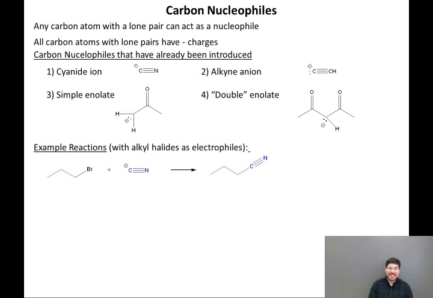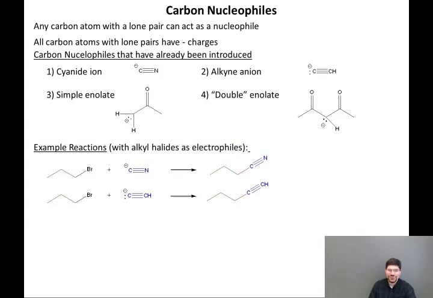So note that you are forming the new carbon-carbon bond in red to the carbon that previously contained the leaving group. This should be fairly familiar to you by this point, having studied nucleophilic substitution reactions extensively. Secondly, we can use the alkyne anion and react it in the exact same way as cyanide ion and get a very similar product, except we have carbon and hydrogen instead of a nitrogen.